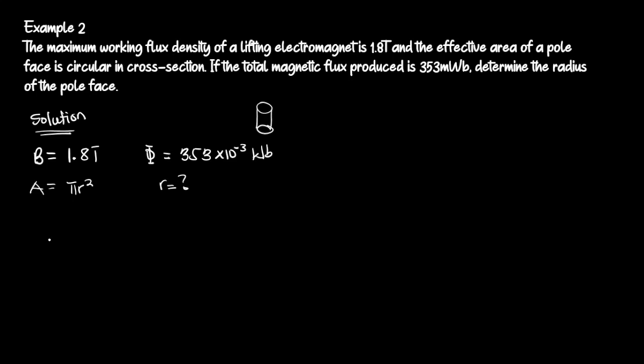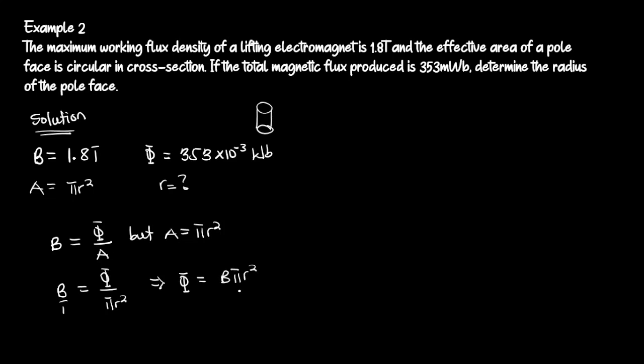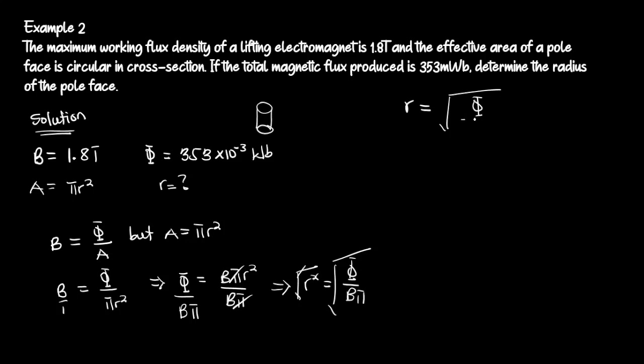So what I'll do is I'll quote the formula for magnetic flux density, which is B is equal to phi over A, which is area. But in this case, our area is equal to pi r square. So if we do the substitution, we are going to have B is equal to phi over pi r square. From here I will cross multiply, so my phi will be equal to B pi r square. For me to find r square, I will divide both sides by B pi. So this will cancel this, therefore my r square will be equal to phi over B pi. From here I want r, not r square, so I take the root of both sides, and then this will cancel this. Therefore the formula for calculating the radius in this case will be equal to the root of phi over B pi.